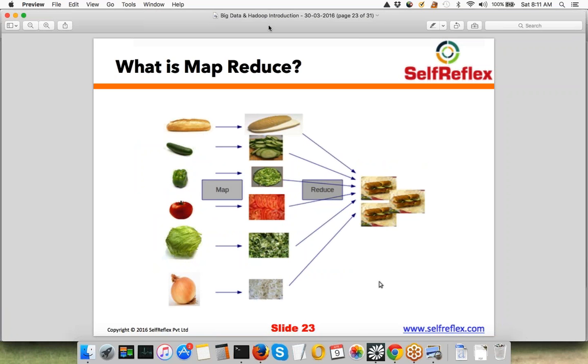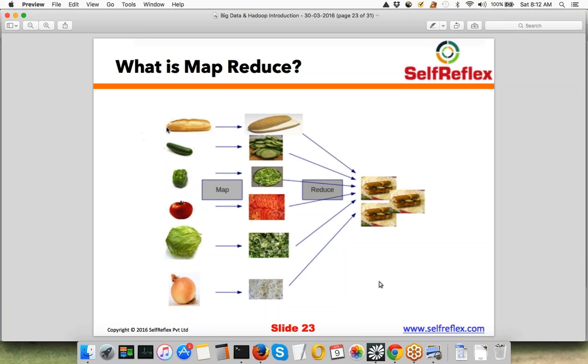Here is a very funny picture, but it explains what MapReduce is. Think about a problem where you want to make a sub. These are your raw materials. You have a raw sub. You have different veggies that you want to chop and put in the sub. If one person is making this sub, he'll first chop the first vegetable, second vegetable, third vegetable, fourth vegetable, fifth vegetable. He'll do these things in series, and then he'll simply put all the chopped vegetables into the sub, and then your sub is ready.